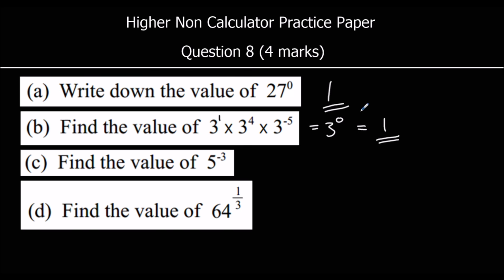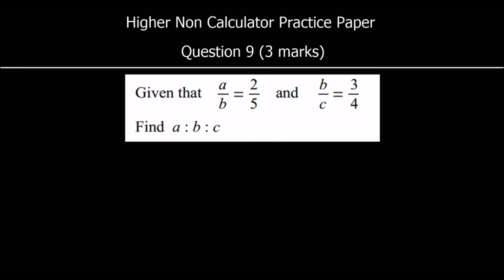Part C, 5 to the power of negative 3. That's the same as 1 over 5 cubed. A negative power means the reciprocal. Flip it over. 5 cubed is 125. And part D, find the value of 64 to the power of a third. The power of a third means cube root, and it's 4. 4 times 4 times 4 makes 64.